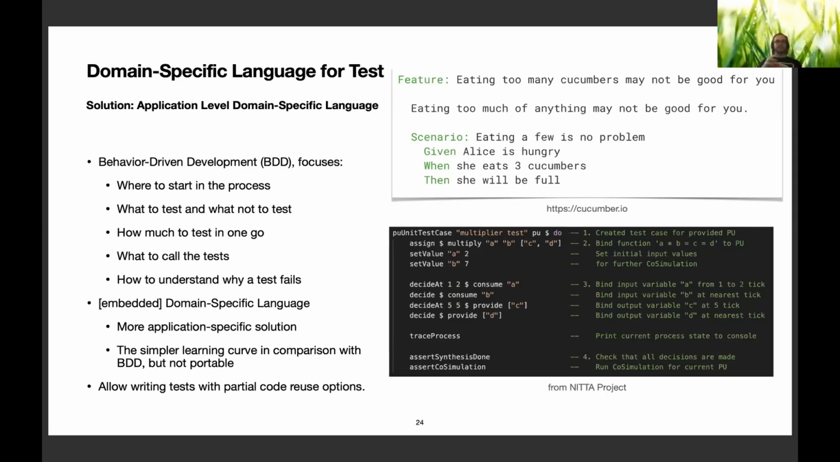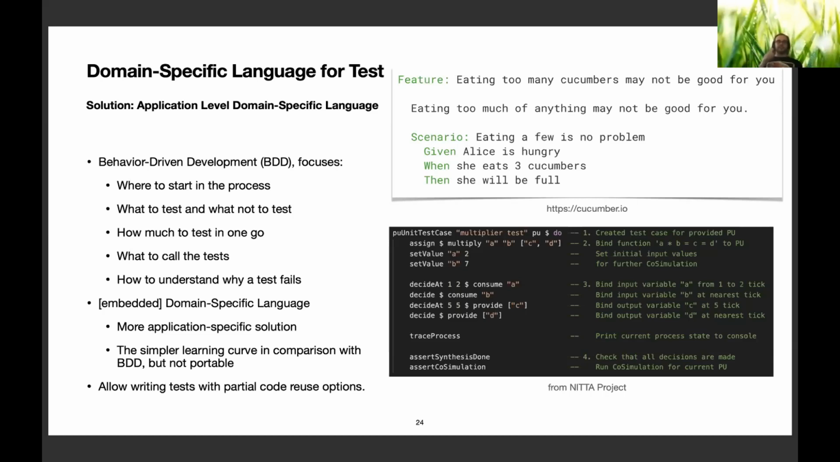What are the best benefits from using domain-specific languages for testing tasks? That you can go up from the technical details to the application domain, and that allows you to reduce the amount of test code and boilerplate code for your tests, and significantly simplify test development, test maintenance, and understanding.